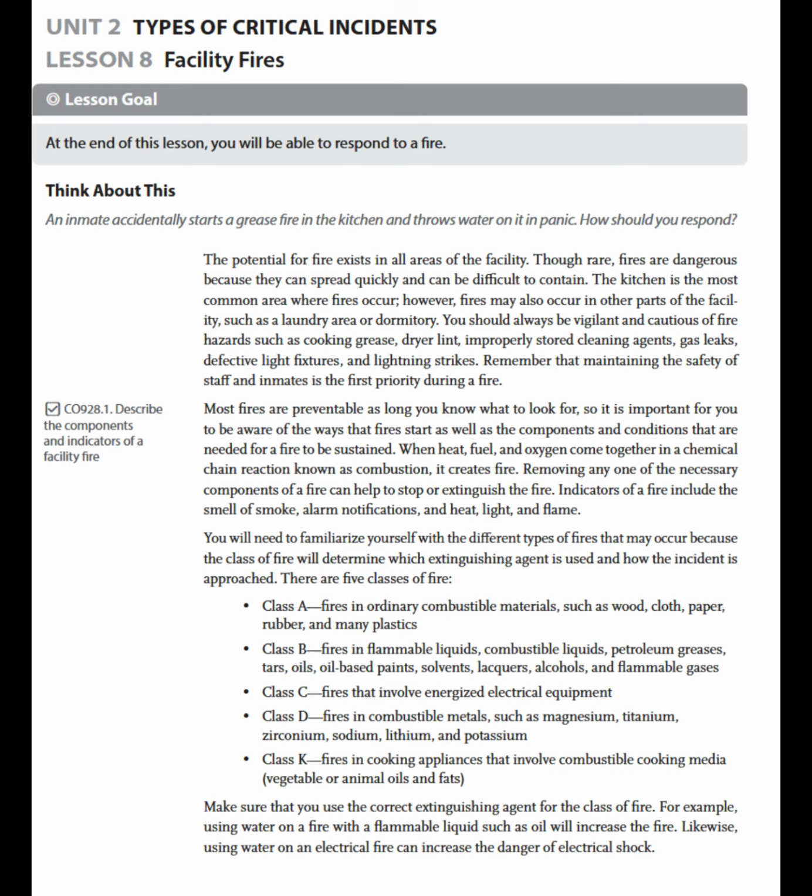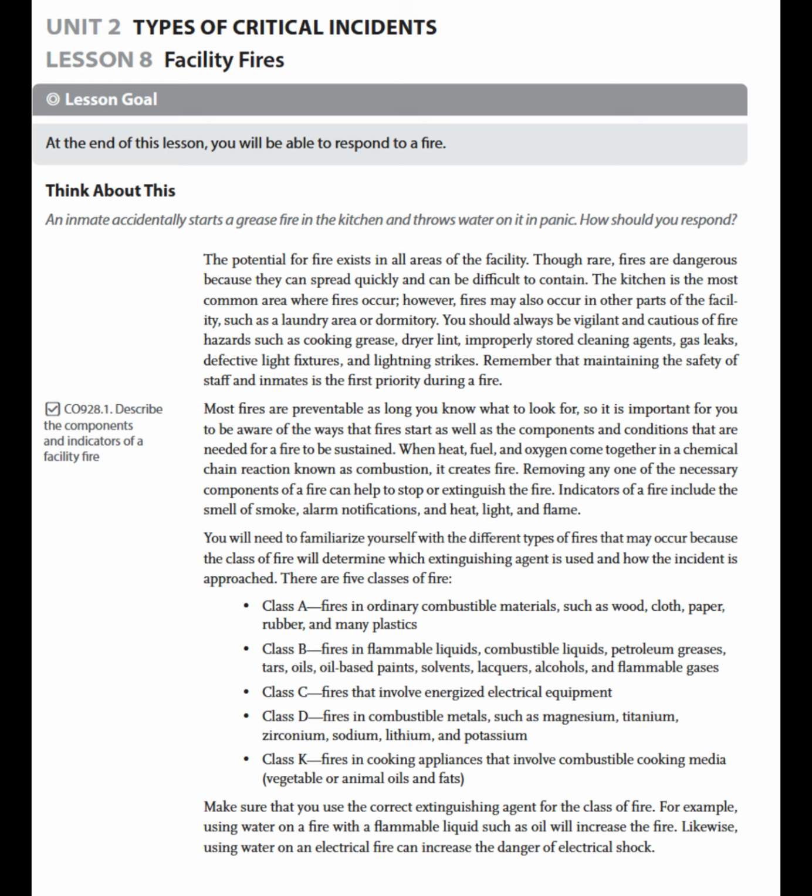However, fires may also occur in other parts of the facility, such as a laundry area or dormitory. You should always be vigilant and cautious of fire hazards such as cooking grease, dryer lint, improperly stored cleaning agents, gas leaks, defective light fixtures, and lightning strikes. Remember that maintaining the safety of staff and inmates is the first priority during a fire.